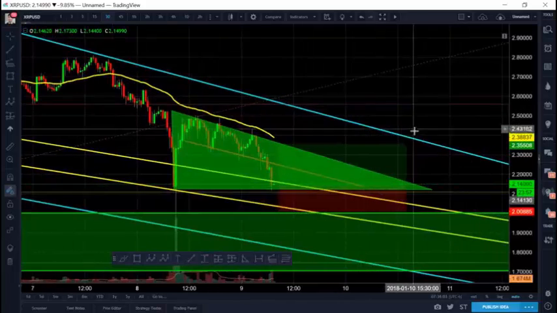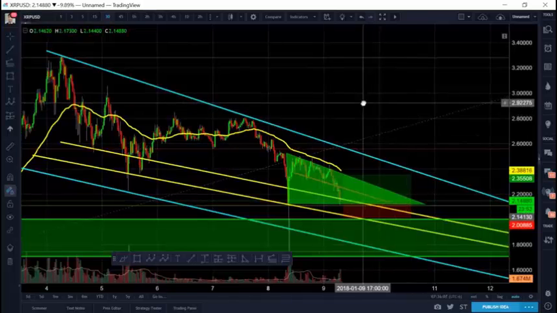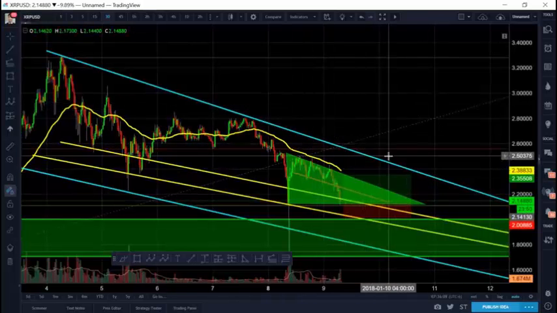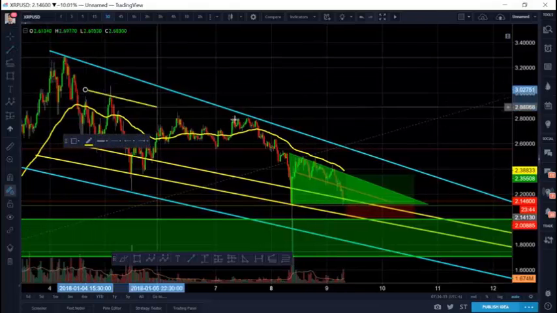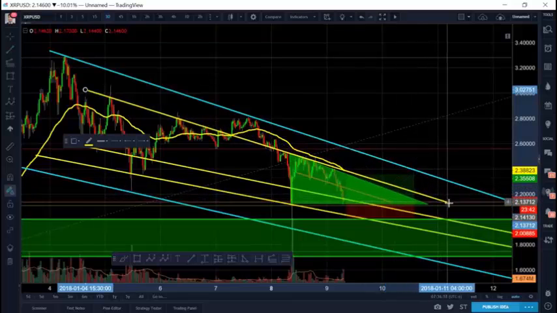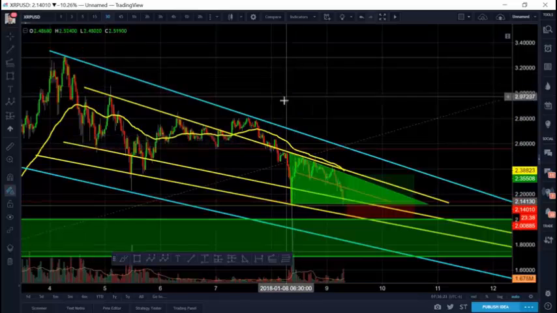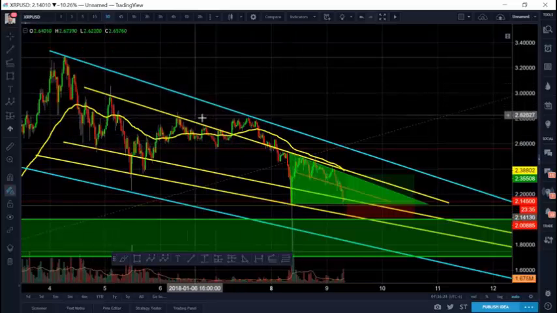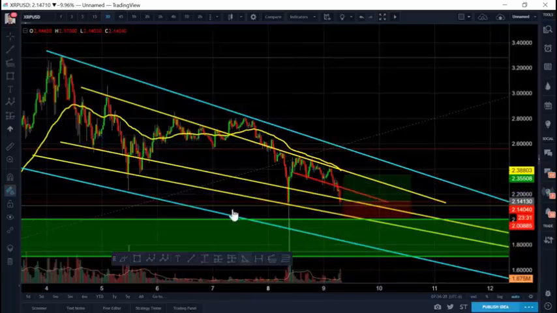So the chances of us breaking out of this symmetric triangle to test the top channel is pretty slim, in my opinion. Keep in mind that this is also making a different channel, okay? There's many different areas of play you can see, right? This was obviously the area of play before. I'm going to delete this one so you guys know what I'm talking about.